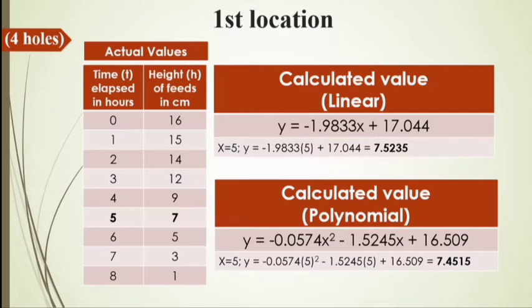Then for the polynomial, we have y is equal negative 0.0574x squared minus 1.5245x plus 16.509. If x is equal 5, then the calculated value for polynomial is 7.4515. So, as we can see, the difference between the actual and the calculated values for linear and polynomial is just a point or points.